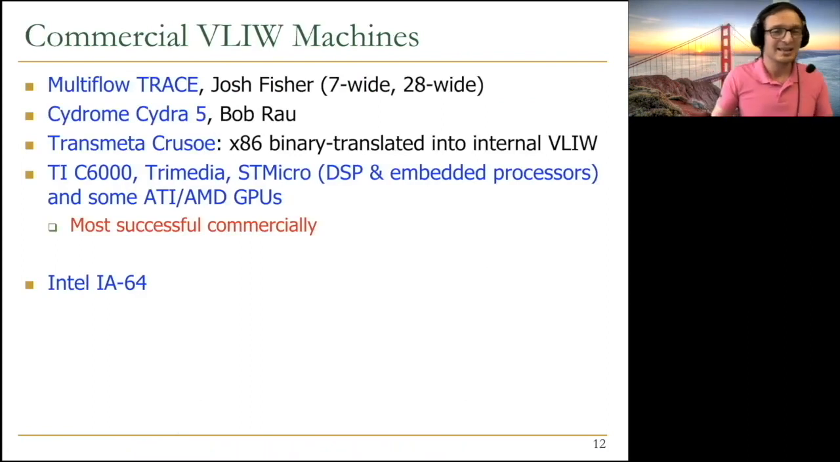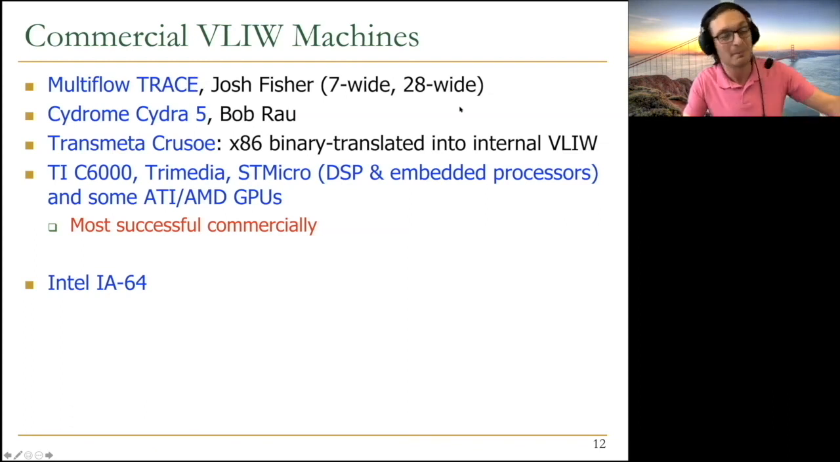And commercially, VLIW machines have been quite interesting. Josh Fisher, after he worked on VLIW at Yale University, formed a company called Multiflow. He and his team worked on very interesting processors. You can see 7-wide, 28-wide processors and compilers, I should say. A lot of work went into the compiler, of course, the Multiflow Trace compiler. They did build these machines, and they were successful in a small fraction of code where you could extract this sort of parallelism through the compiler, but they were not generally successful.